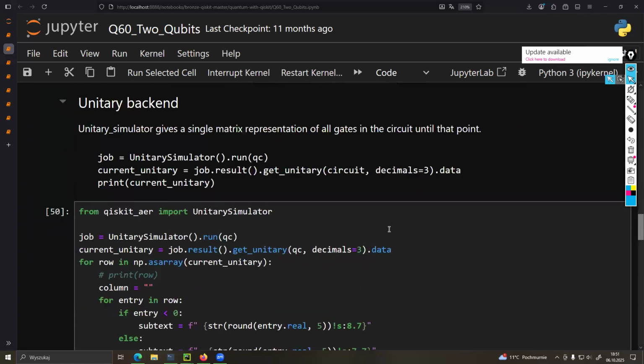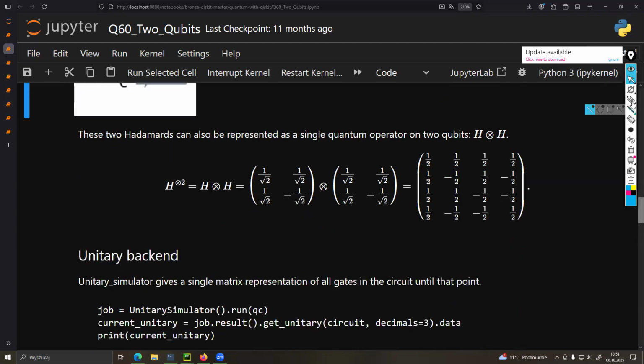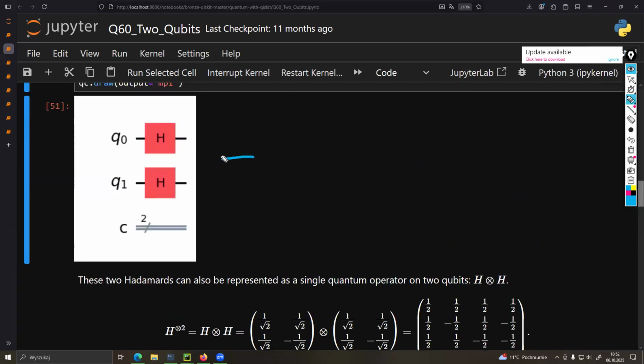saying, oh, I need to perform a tensor product of these numbers, and I would like to, for example, invent my own function to do this and to calculate all of this, and maybe print to console this entire matrix. It turns out that you don't need to do this. This is enough. Okay, so that's one thing.